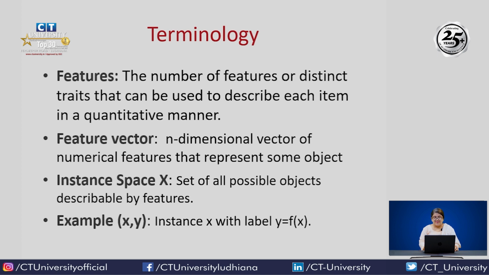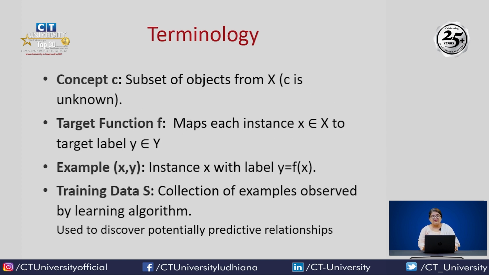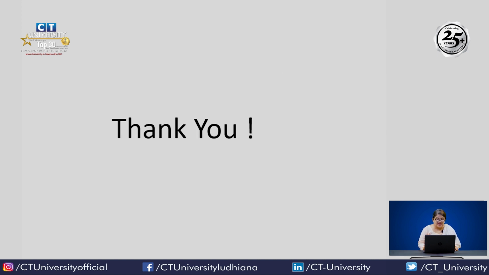Number one is feature vector, instance space x, then example x, y. Talking about features, they are the number of distinct traits that can be used to describe each item in a quantitative manner. Feature vectors are n-dimensional vectors of numerical features that represent some object. Instance space x is the set of all possible objects describable by the features. Example x, y is an instance x with a label y equal to f(x). Then we have the terminology: concept C, target function F, example x, y, training data.